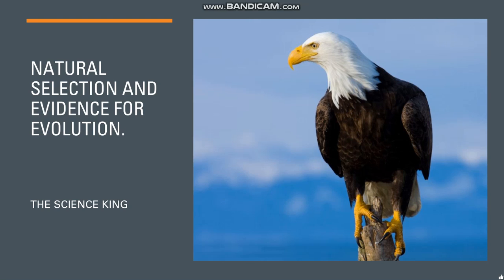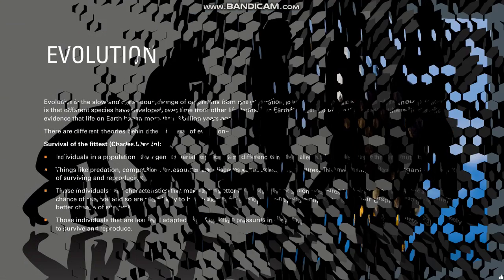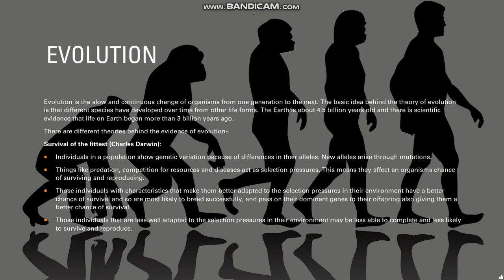Today we will be talking about natural selection and evidence for evolution. So first of all, what is evolution? Evolution is the slow and continuous change of organisms from one generation to the next. The basic idea behind the theory of evolution is that different species have developed over time from other life forms.